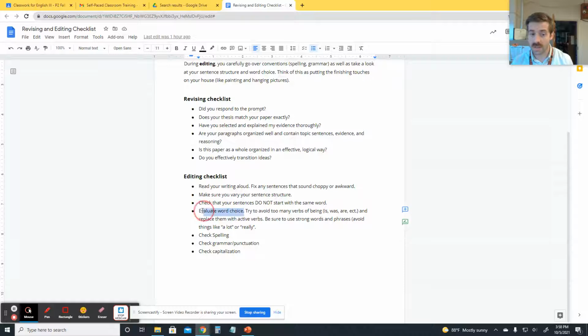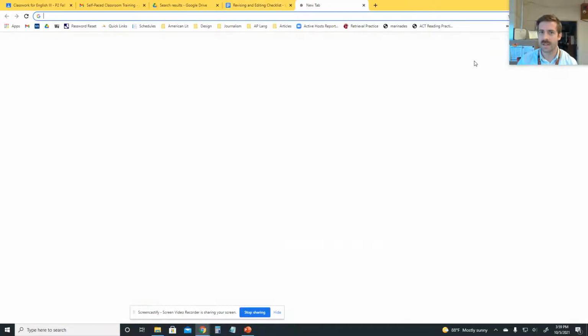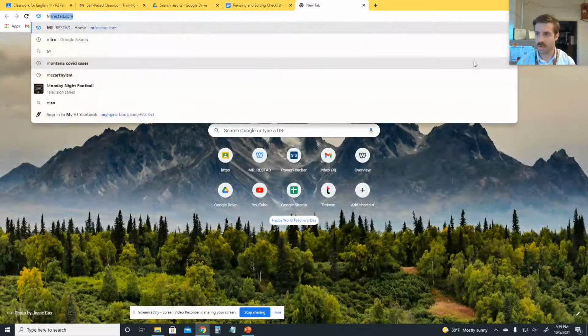Evaluate your word choice. Really think, am I overusing a word too much? Am I using words that are meaningless, like really or a lot? Have I kept my personal pronouns out? Am I using the word I? Do I need to replace that with something else? And then just double check to make sure that it looks right. If you're not sure what MLA format is, here's a hint, Google.